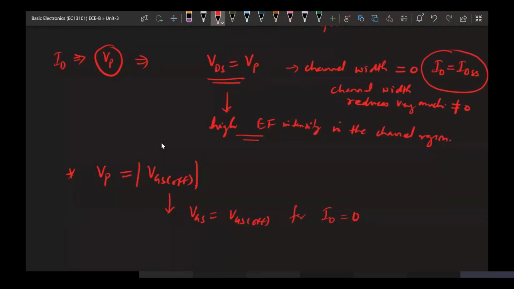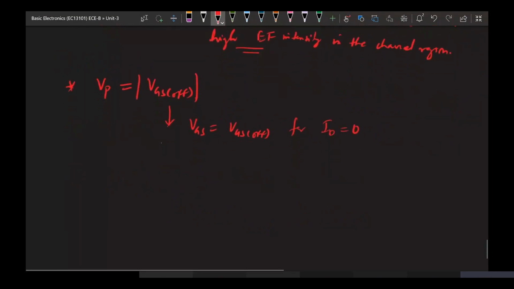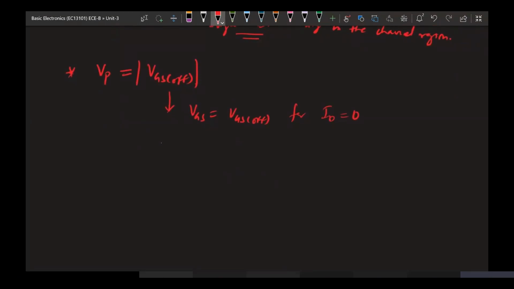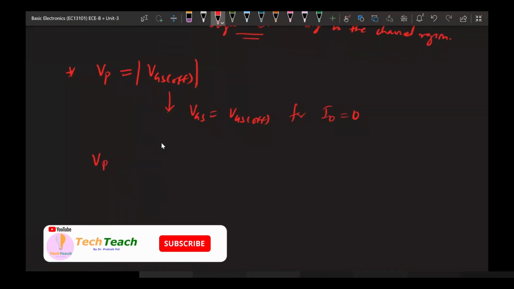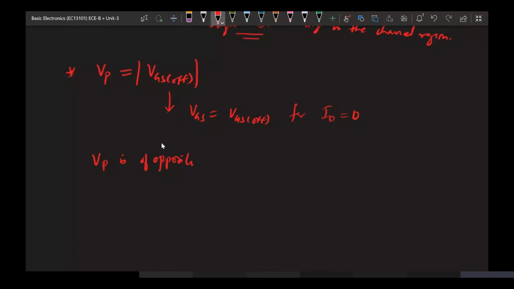Okay, so what we frequently call, the VP and VGS will be of same magnitude but in opposite direction. Like if VP is positive, then VGS will be negative. So here VP is of opposite sign with the VGS off.